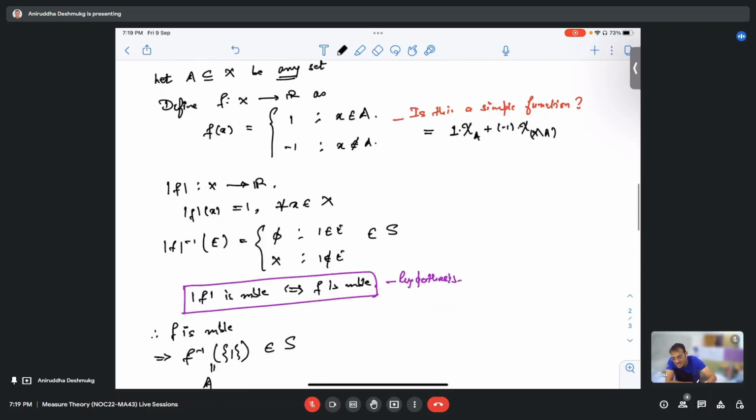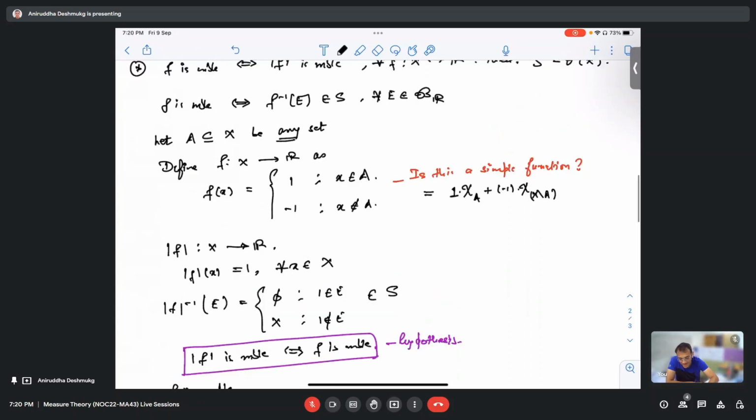Given this f, what can you say about mod f? Mod f is a constant function 1, right? So can you say that mod f is measurable? Obviously, it is a constant function, so the thing is obvious. It is measurable because every pre-image of any set is either empty or X, which is always inside the sigma algebra. So mod f is measurable.